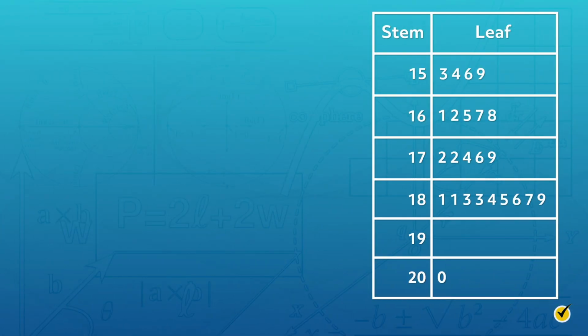Let's look at a new stem and leaf plot showing the height of students measured in centimeters. Notice that the stems all have 2 digits. This indicates that all data values are 3-digit numbers. Let's use the stem and leaf plot to answer a few questions together.